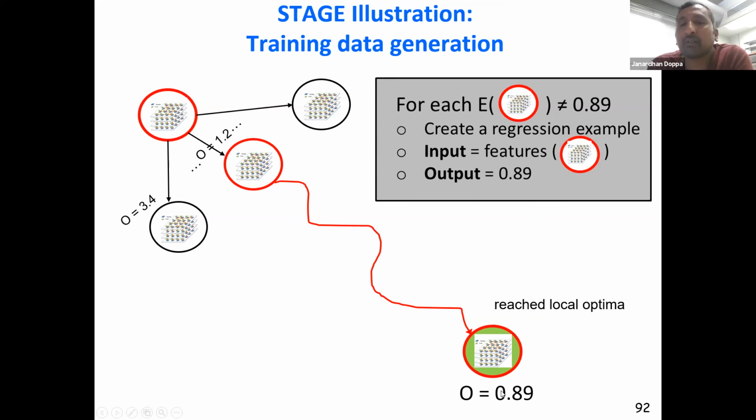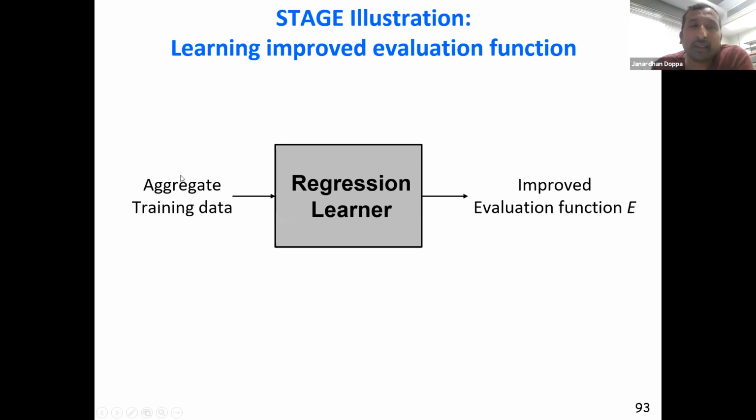So what you are saying is that if I start my local search at any of these red states, I would end up with 0.89. That's the knowledge that you are trying to teach. Then you give this aggregate training data to a black box regression learner. It could be a linear regressor, a deep neural network, or a regression tree, and you get an improved evaluation function because you have new training data from your previous search.